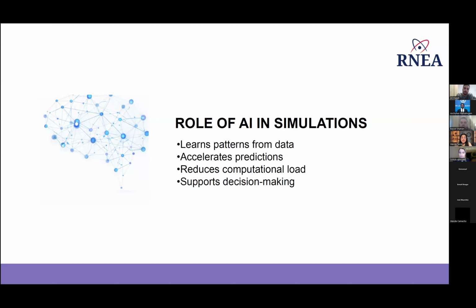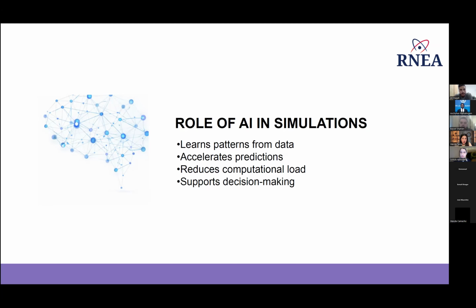Second, AI can accelerate prediction. Once trained, an AI model can often produce an answer much faster than running a full traditional simulation from the beginning. Third, AI can reduce computational load. This is very important because it can lower the need for extremely expensive computing resources in one task. Fourth, AI supports decision making. Engineers and operators can use AI-based tools to understand system behavior more quickly and make better decisions.